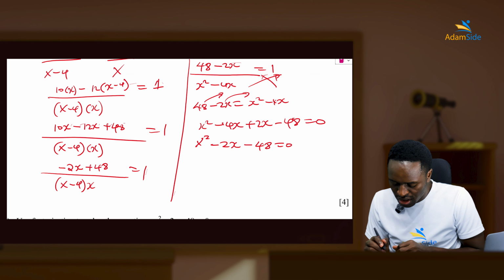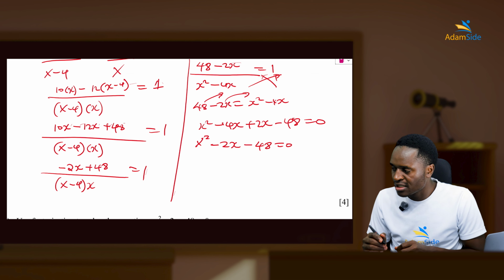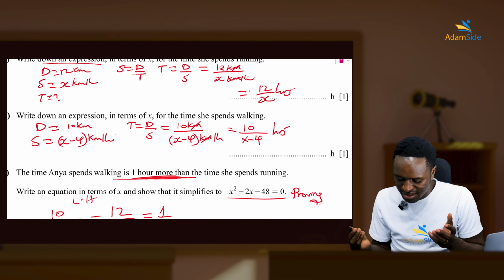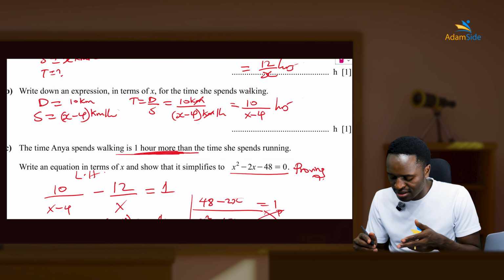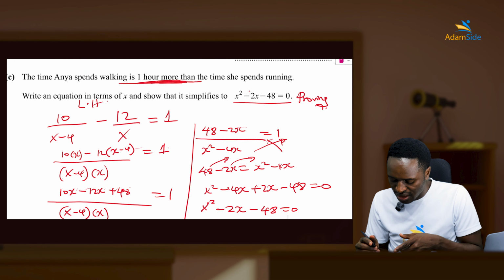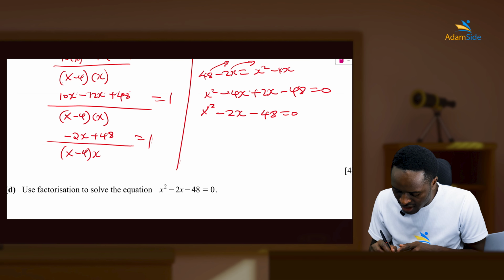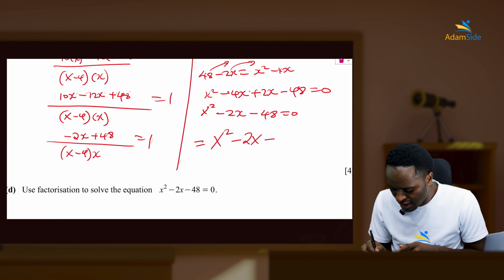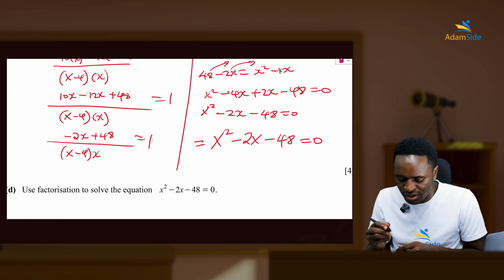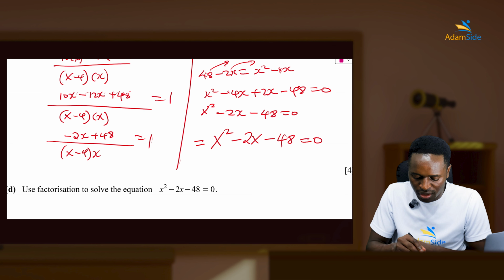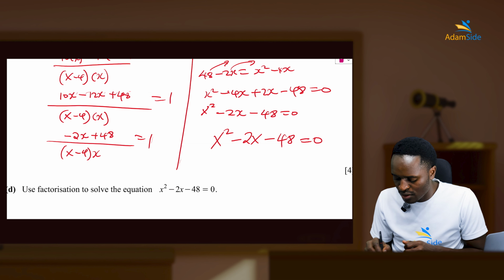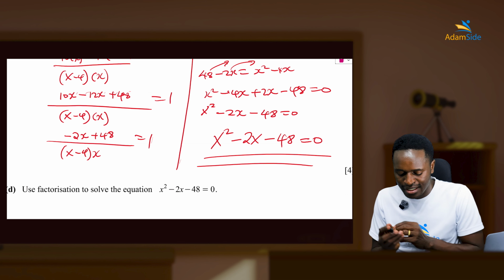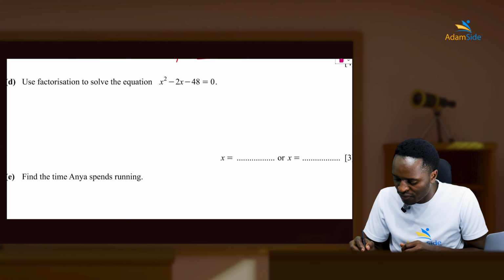Then we go back to the question. What did they say we should prove? They say write an equation in terms of x and show that it simplifies to that equal to 0. So this is how you prove, and your answer becomes that one. You just say now my answer is x squared minus 2x minus 48 is equal to 0. That's how you prove your identity. You show them how you are able to get that, so you have shown them and you get all your 4 marks.